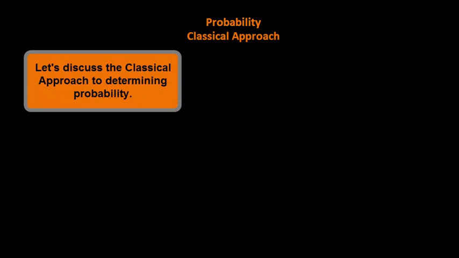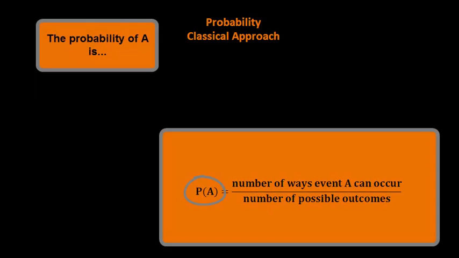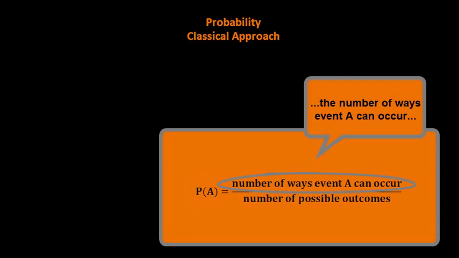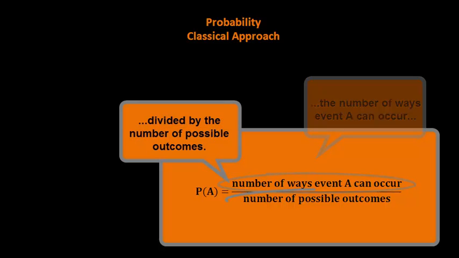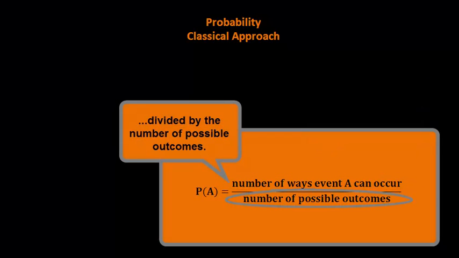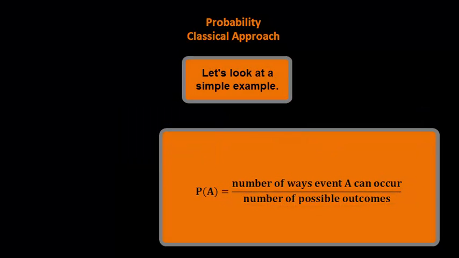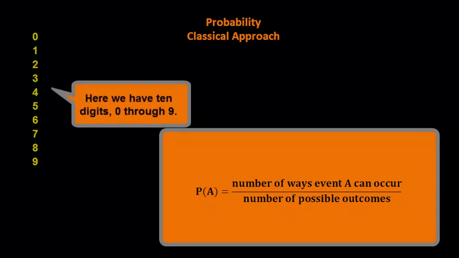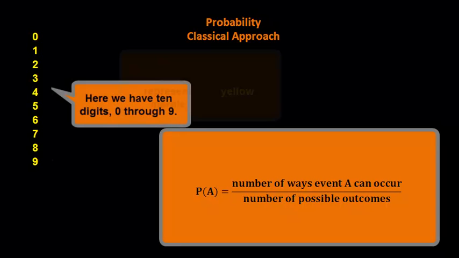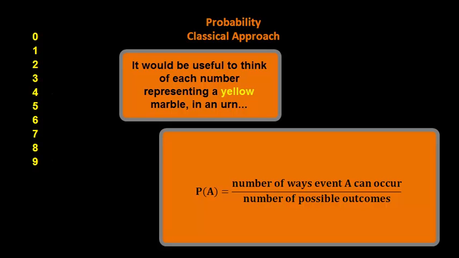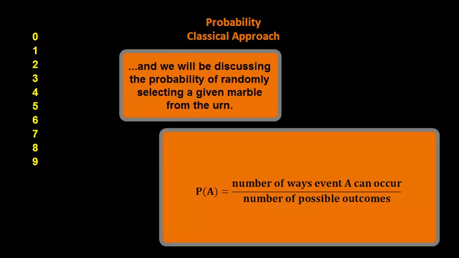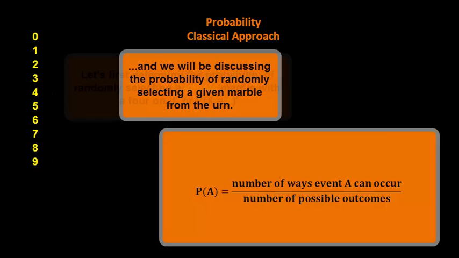Let's discuss the classical approach to determining probability. The probability of A is the number of ways event A can occur divided by the number of possible outcomes. Let's look at a simple example. Here we have 10 digits, 0 through 9. It would be useful to think of each number representing a yellow marble in an urn, and we will be discussing the probability of randomly selecting a given marble from the urn.